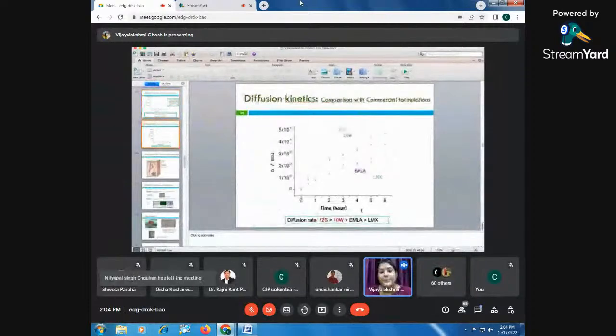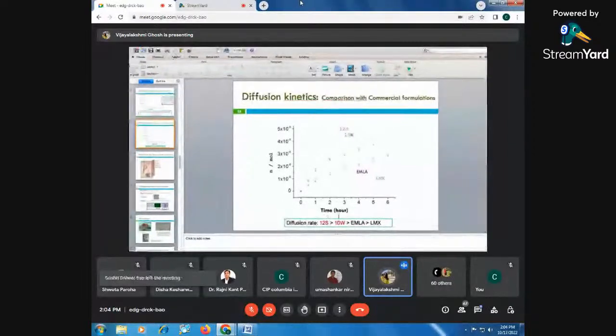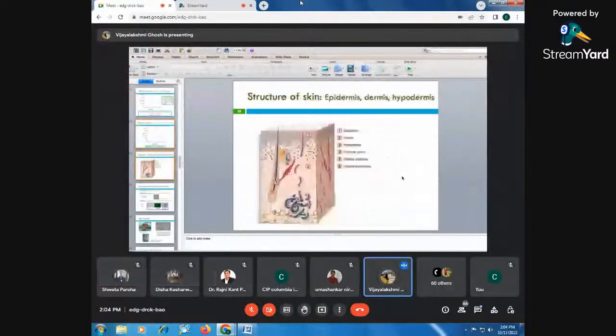Then, when we compared our formulations with the commercially available formulations, we found that our best formulation, 12S, had the highest diffusion rate, then 10W, followed by EMLA and LMX, which are the commercially available formulations. So we can say the formulations prepared by us had better size, better stability, and better diffusion kinetics. So we have better properties, that is good.